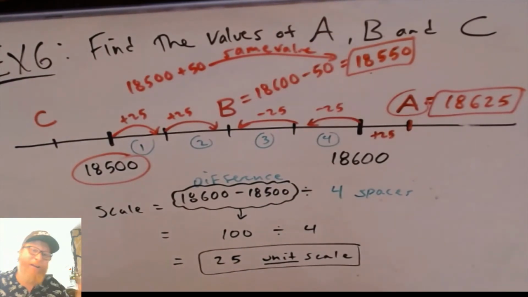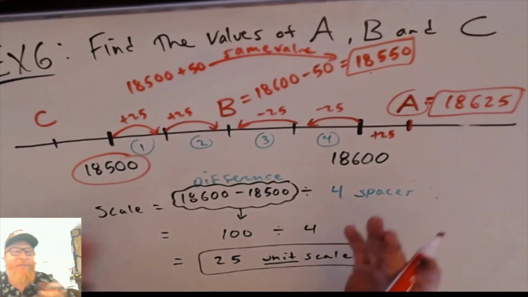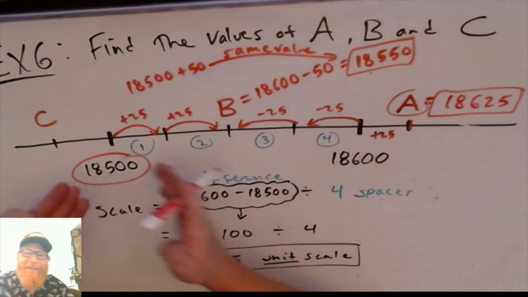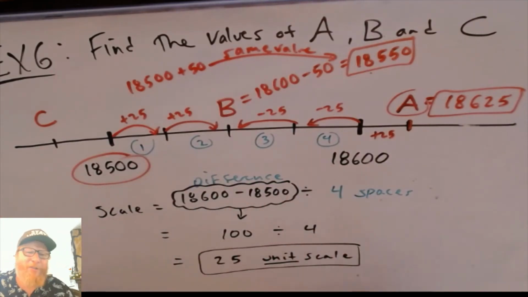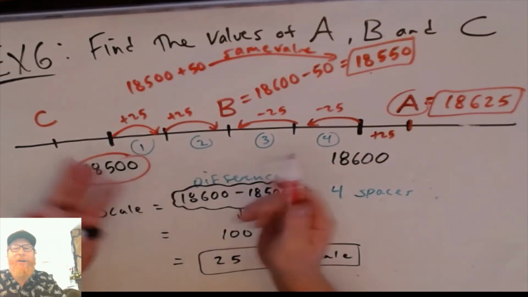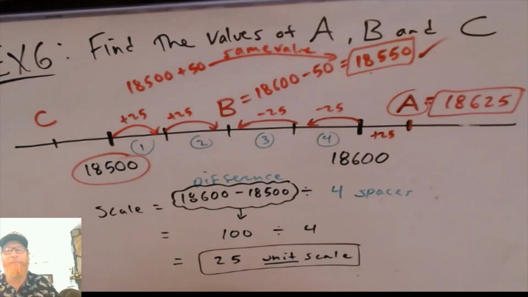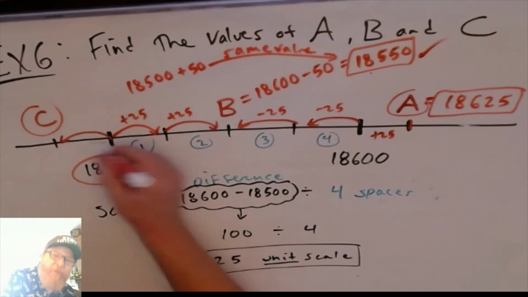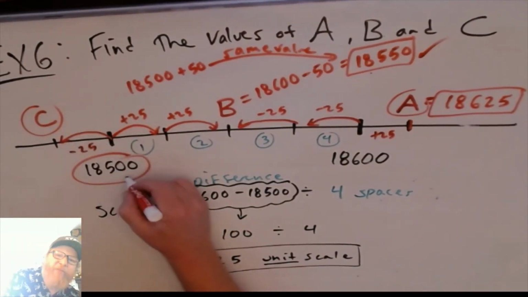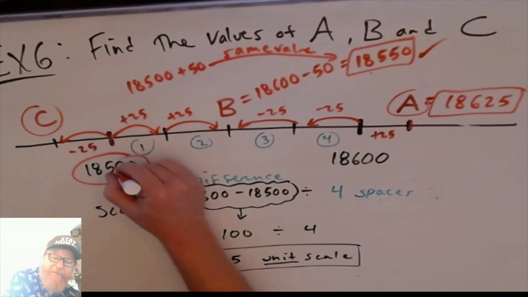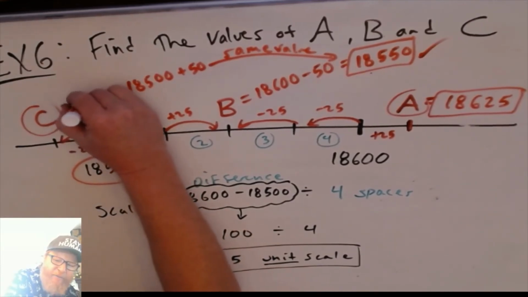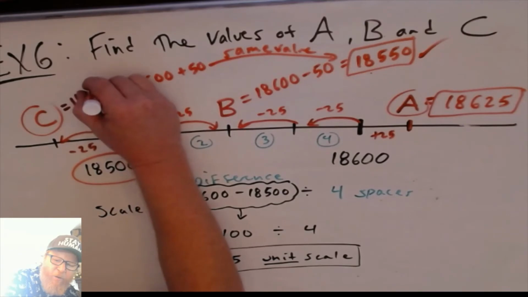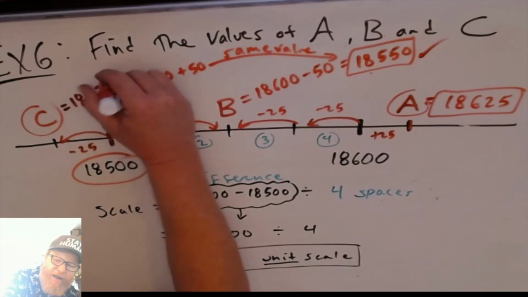So I actually recommend doing it both ways, because if you do it one way and you get one answer, and then you do it the other way and you get a different answer, it means you're doing something wrong. So you've got a confirmation check. You know that one's right. Okay. And then for C, we're going backwards. We're going to the left, so we're going to go minus 25, starting at 18,500. So C would be 18,475.